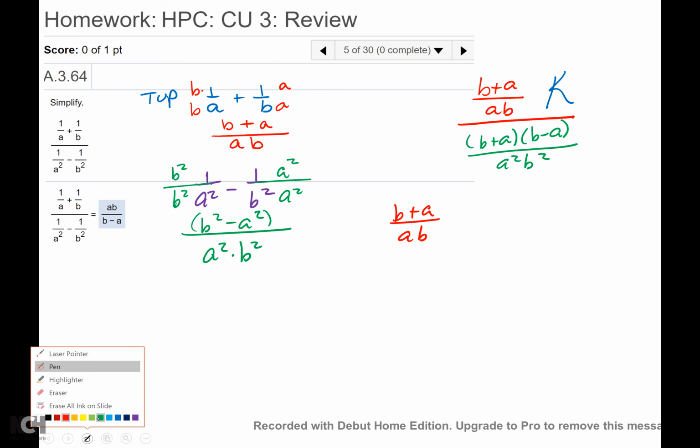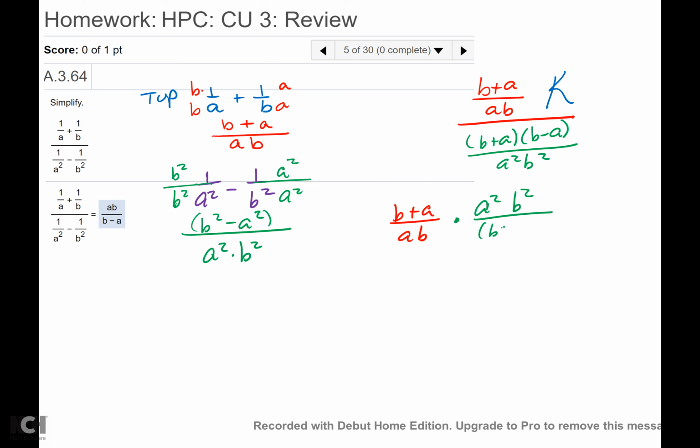I'm going to change to times, and I'm going to flip the bottom, which would be a squared b squared over b plus a times b minus a. And now I'm back to multiplying, so straight across the top times straight across the bottom, and now I can start canceling. The b plus a's cancel. Now these are both monomials. This one copy of a on bottom is going to get rid of one of the two on top. This one copy of b is going to get rid of one of the b's on top. So now what's left is ab over b minus a.